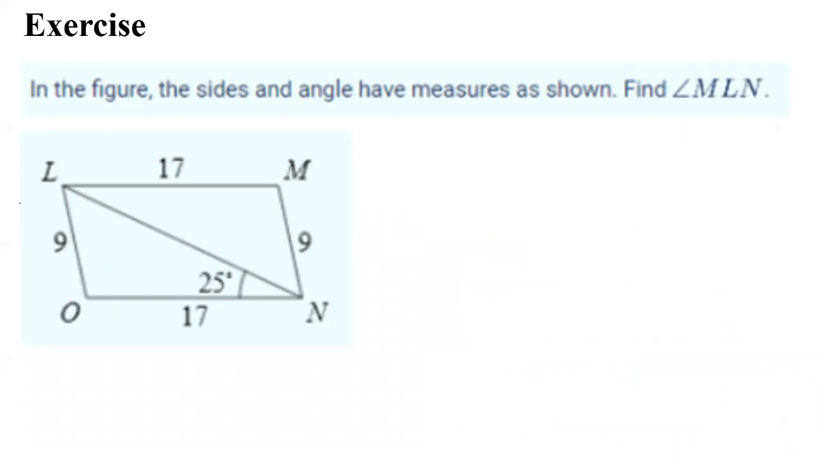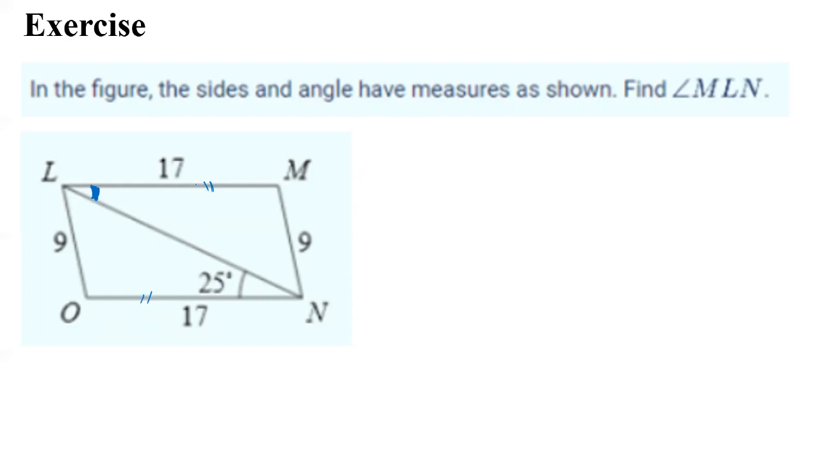Okay, suppose we are given the following figure and the sides and angles have measures as shown. The task is to find angle MLN. MLN is here. Okay, and I'll give you 1 minute to think about this question. So I'll give you a hint. It seems that if you can prove this side is parallel to this side, then this angle should equal 25 degrees, right?